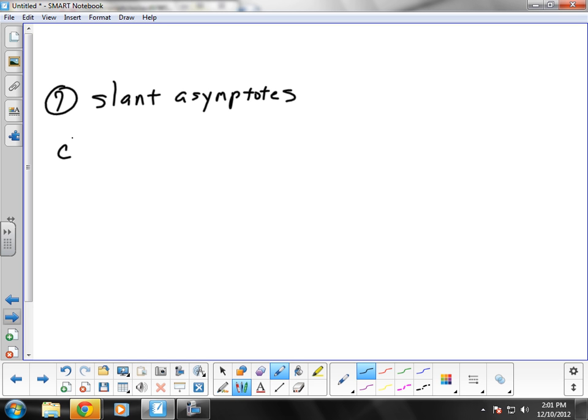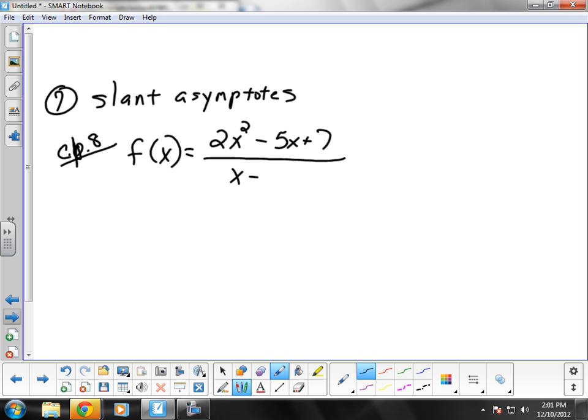So, let's try checkpoint A. So we got f of x is equal to 2x squared minus 5x plus 7 over x minus 2. Now, how do I know this has a slant asymptote? How was I able to skip right over and find the one that's got it? The degree of the top is bigger than the degree of the bottom. That's how I know. Every time that happens, there's a slant asymptote instead of a horizontal asymptote.